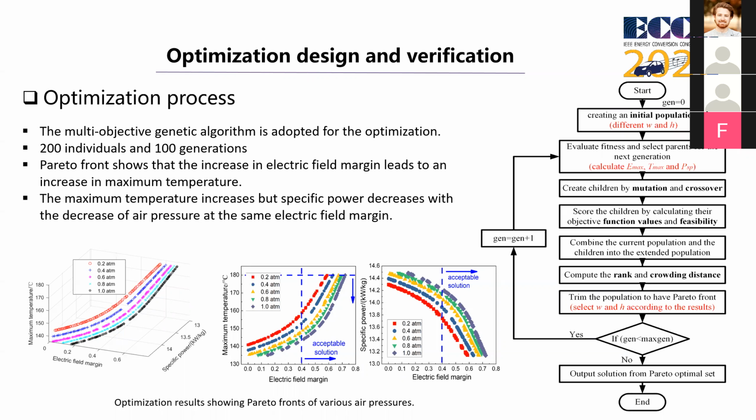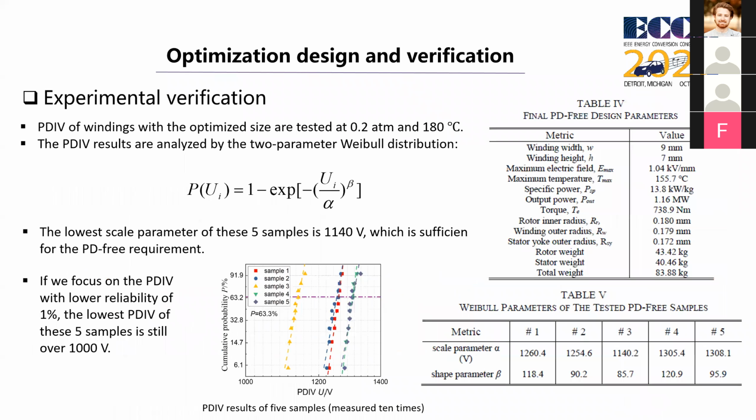The blue dotted line and the arrow in the middle figure show the acceptable solutions for PD-free design by considering the actual margin. The margin originates from the introduced defects. So for the first scenario at 0.2 atmosphere, the acceptable solutions can achieve a maximum of 13.8 kilowatt per kilogram specific power and keep the maximum temperature around 155 degrees C. So for the final design, we just need to consider the worst scenario, which is 0.2 ATM.